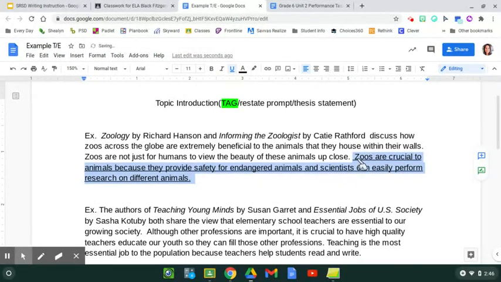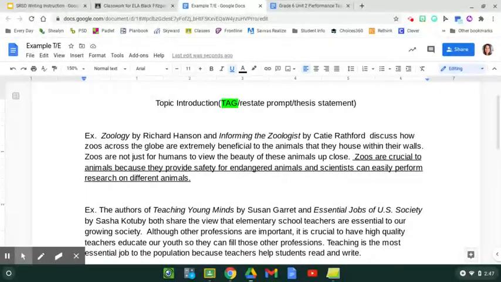So this thesis statement shows us that the rest of this essay, or this person who's writing, they're going to be discussing how zoos are crucial because they provide safety for endangered animals, and scientists can perform research. So we might see a paragraph about safety for endangered animals and how scientists can do research on these animals in zoos. So these look like they're going to be the body paragraphs of our essay.